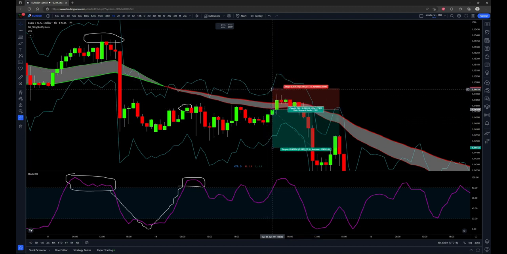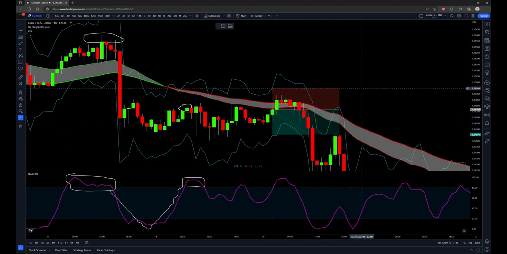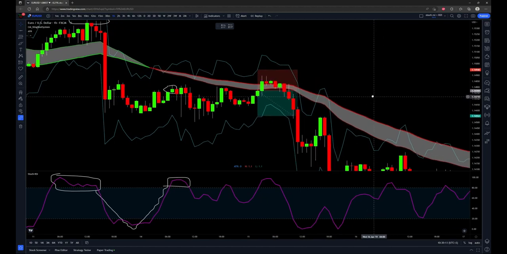The stop loss will be placed to the stop loss indicator, and then using a 1 to 1.2 risk to reward ratio for the profit target, that is going to be the setup that I'm testing. So let's get into the next one.